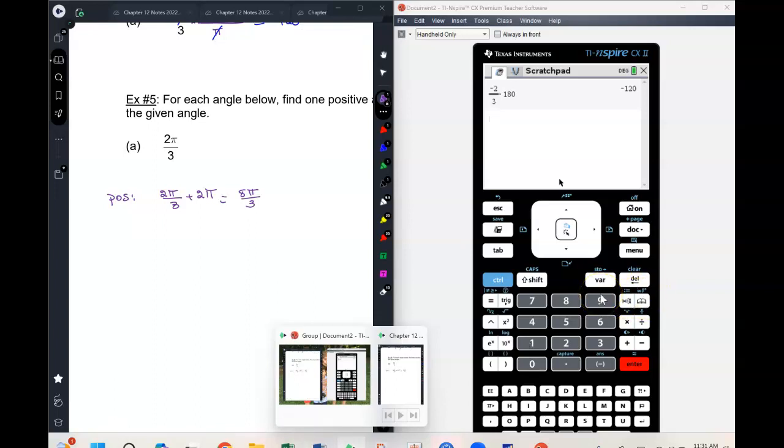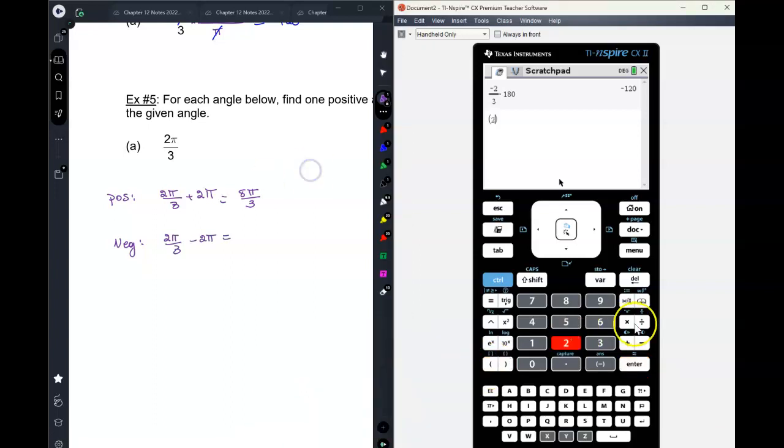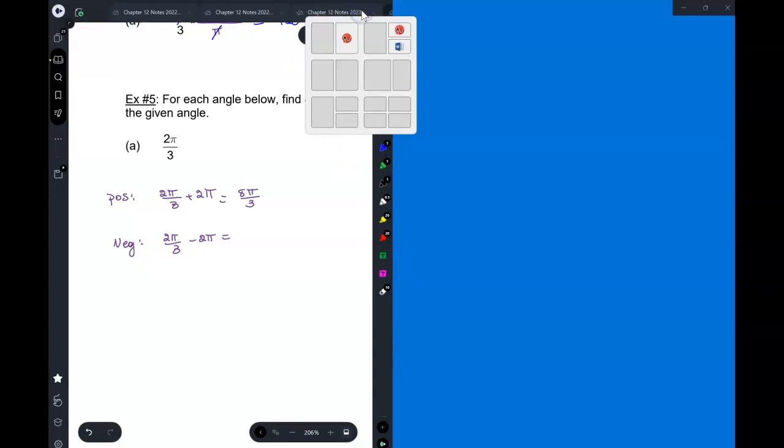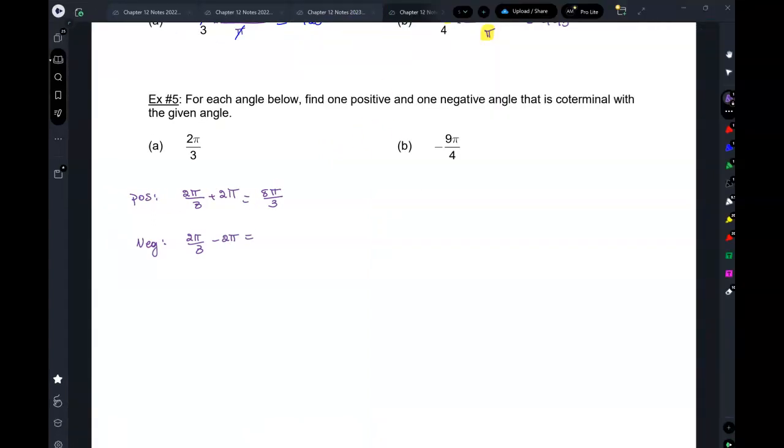Next, for the negative one, 2 pi over 3 minus 2 pi, right? So we're going to do 2 over 3. I don't know what's going on with my calculator today. I just want to show you guys, but you guys are okay doing it, right? Okay. So minus 2, the answer is negative 4 pi over 3.